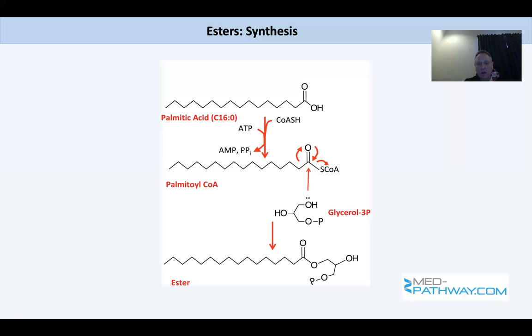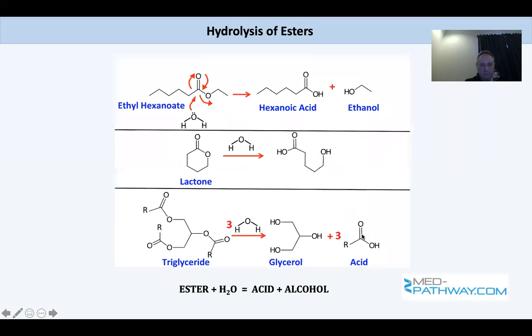And what you've done is you've actually esterified one of the alcohol groups in this particular glycerol 3-phosphate molecule. You can hydrolyze esters, of course. If you hydrolyze an ester, what you're going to get is an alcohol and an acid. Therefore, in order to make an ester, you can add an alcohol with an acid.